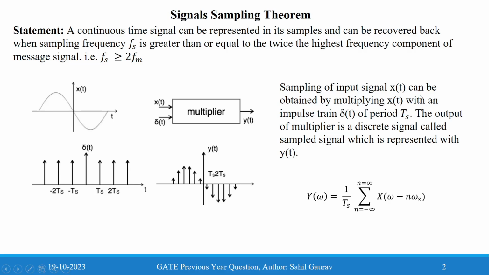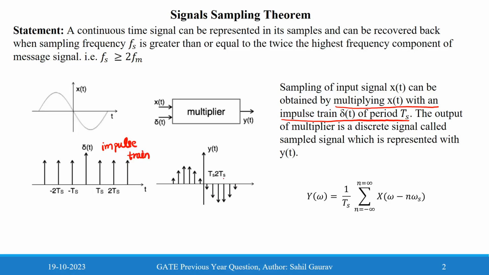Here the sampling of the input signal x(t) can be obtained by multiplying x(t) with an impulse train delta(t) of period Ts. This is very important for understanding how we get the output of the sampler. We multiply the input signal with the impulse train of period Ts. The output of the multiplier is a discrete signal called the sampled signal. Here x(t) is the input signal, delta is the impulse train, and when both get multiplied, we get the output like this.